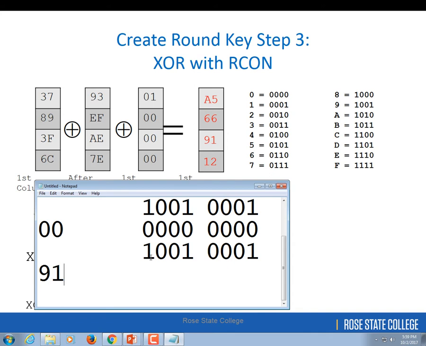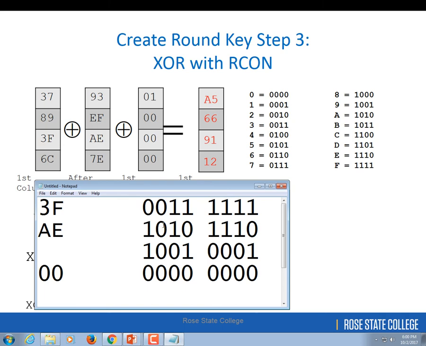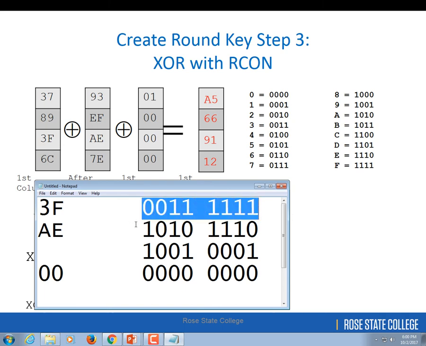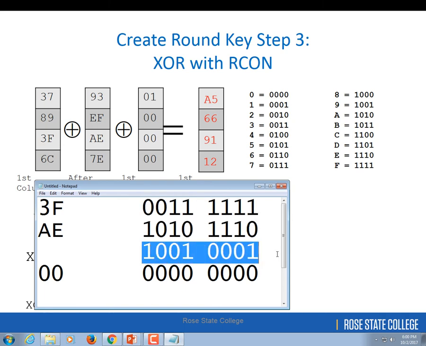Because this is the 9. This is the 1. See? Yeah, but I'm saying, where did you get the 1, 0, 0, 1? Convert the binary back to hex. Oh, I convert this back to hex. This is binary. Convert to hex. Where did you get that number? We just made it. We just did it. This was 3F. This is AE. We XORed them together and got this.